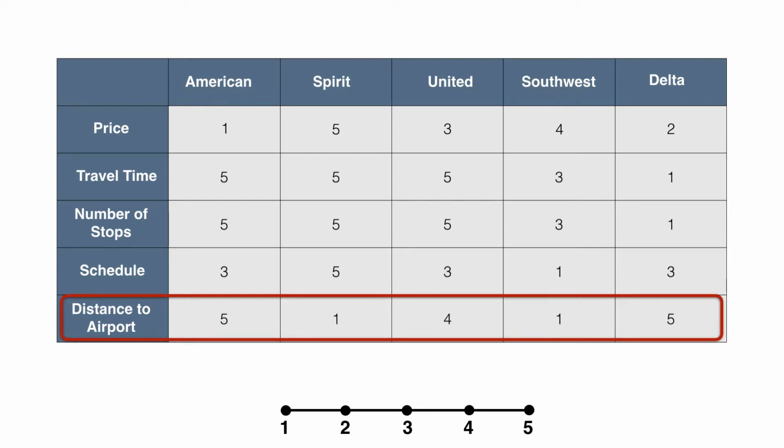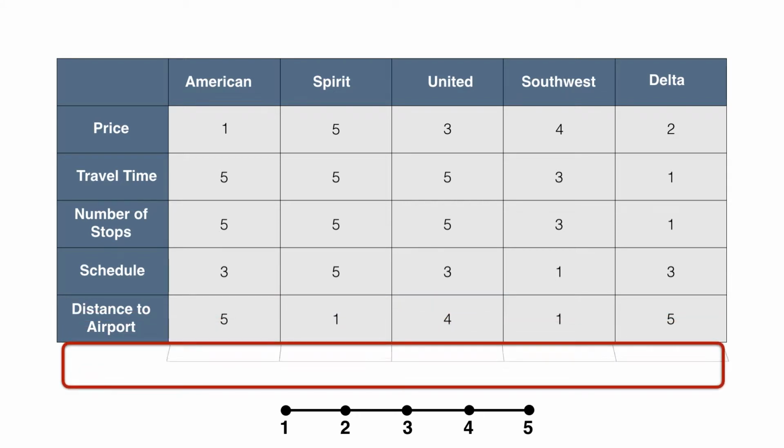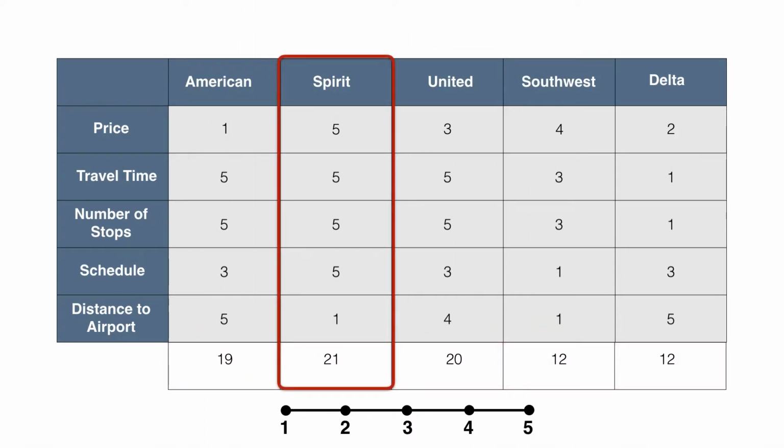Finally, we tally the total points for each alternative, and the option with the most points wins. Using simple rankings, the Spirit flight, which is also the cheapest flight, wins.